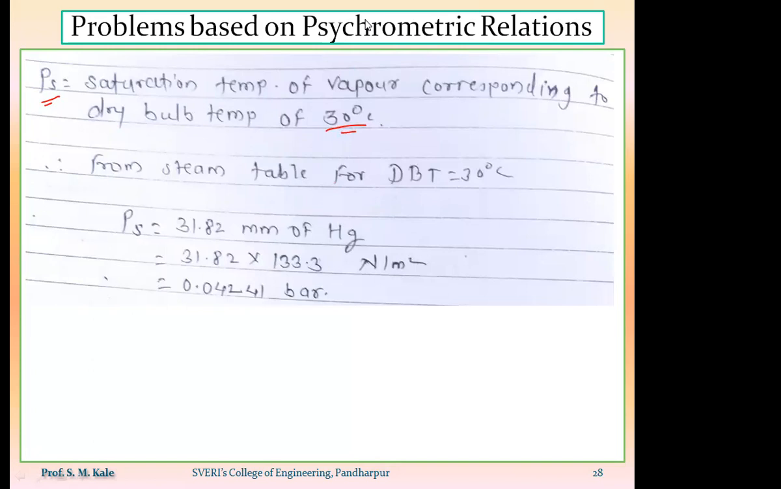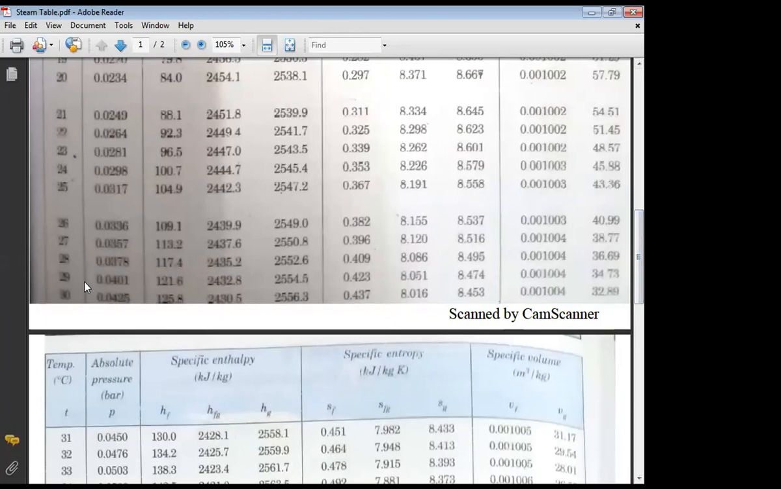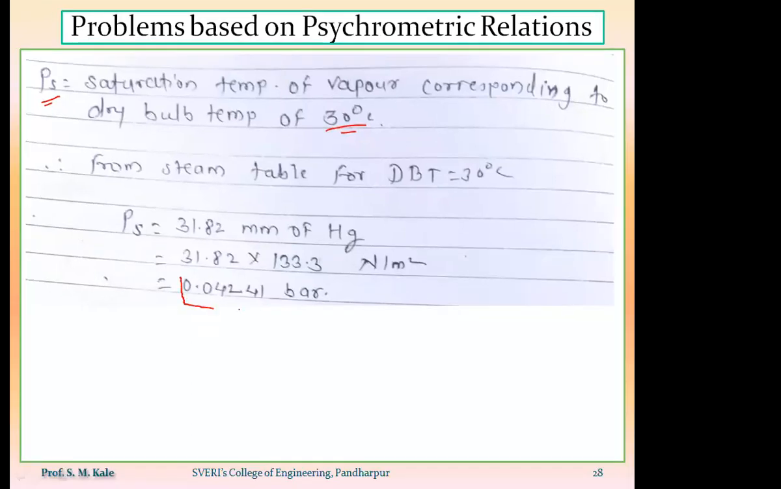So if I look at the steam table, corresponding to 30 degree centigrade, whatever pressure is there, that is nothing but 0.0425 bar. So here we are getting the same. So PS, I can directly find out from the steam table, 0.0425 bar or 0.0424 bar. So this is the value of PS.